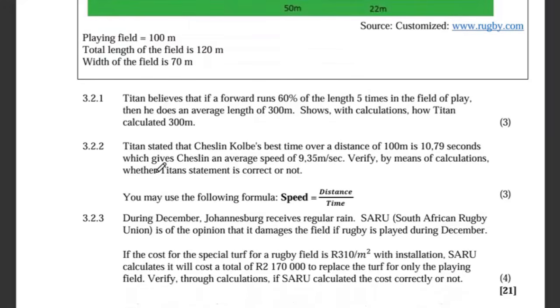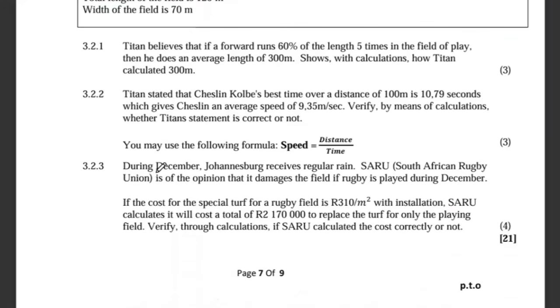But now they're asking us 3.2.1. Tiana believes that if a forward runs 60% of the length 5 times in the field of play, then he does an average length of 300 meters. Show with calculations how Tiana calculated 300.